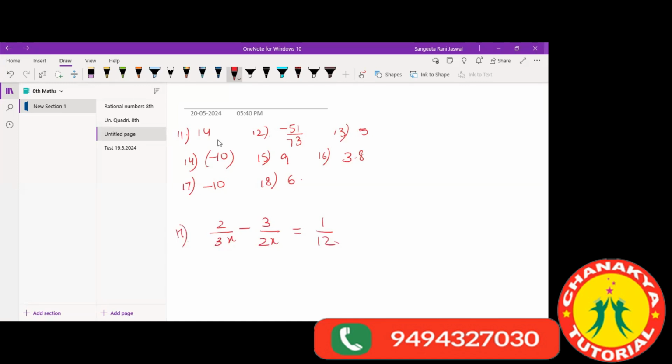So here what you have to do, just take the LCM of these two, because both the x terms are on this side only. Now you just have to handle these x terms. So let's take the LCM of this, it becomes 6x squared. And this side is 4x minus 9x equals 1 by 12. Now you cross multiply: 12 into 4x minus 9x is equal to 6x squared.